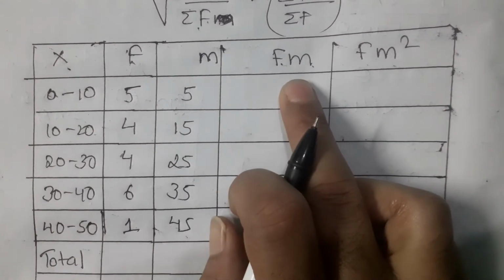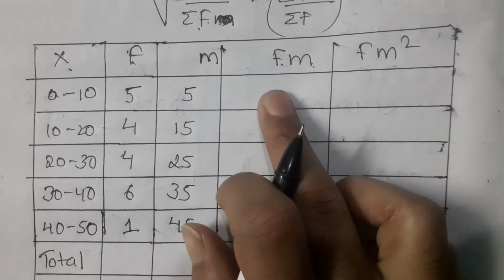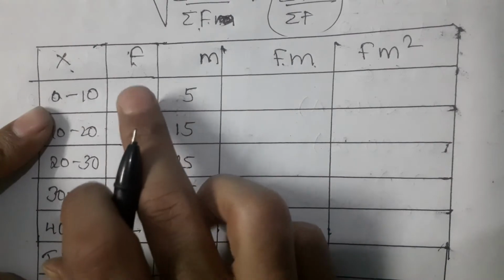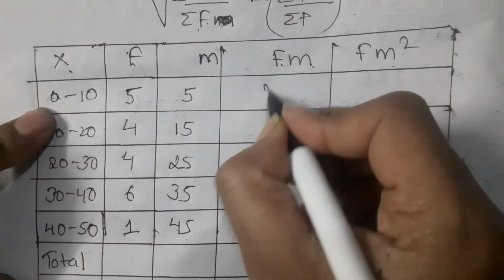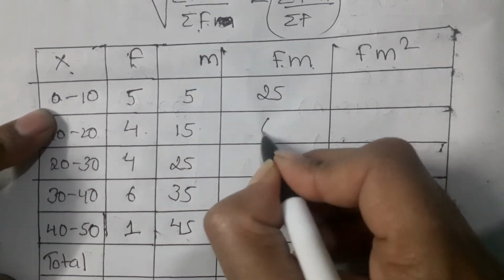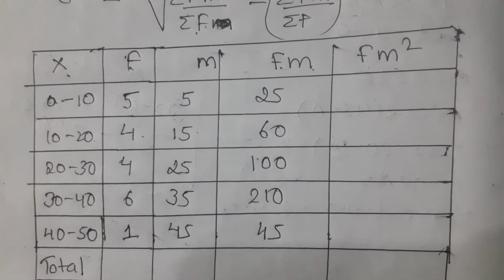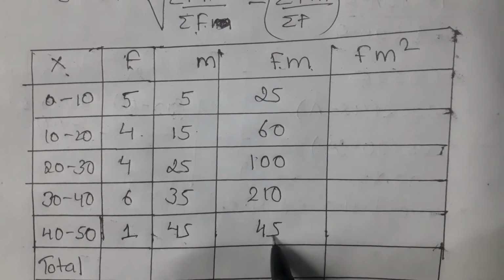Then the second last is fm. So fm means definitely f into m. You just need to multiply these two terms: 5 into 5 is 25, and 4 into 15 is 60, 25, 4 is 100, and the remaining become like this: 210 and 45.